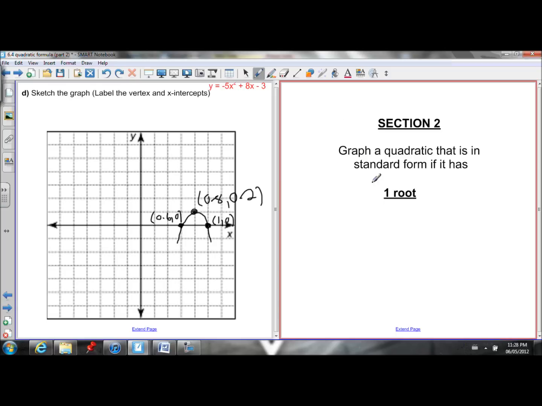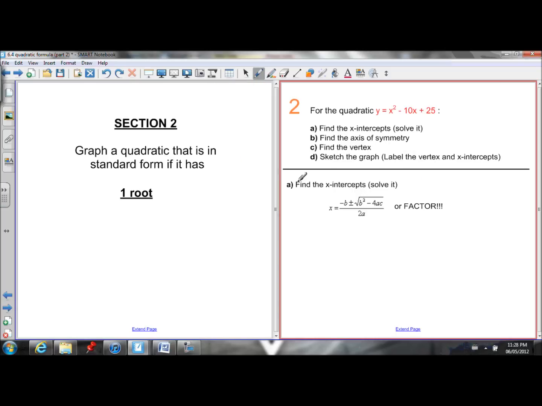Graph a quadratic in standard form if it has one root. Okay? We remember from last time, if it has one root, our discriminant will equal 0. Our b squared minus 4ac will equal 0, which eliminates the possibility of there being a positive and a negative. Positive 0 is the same as negative 0, so that doesn't give us two solutions. We'll only get one. Okay? So to find the x-intercepts, let's just verify that.